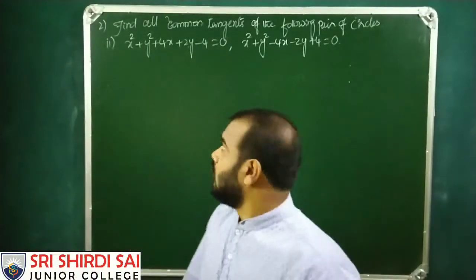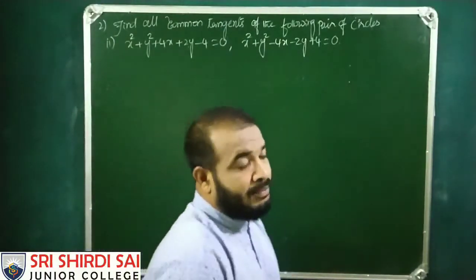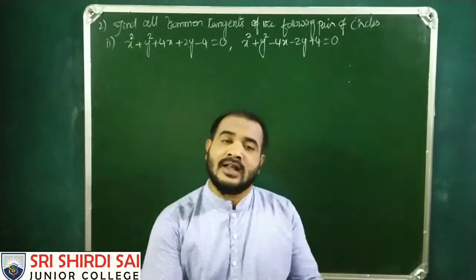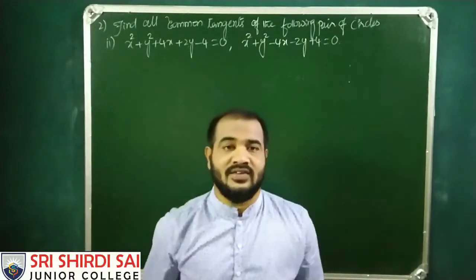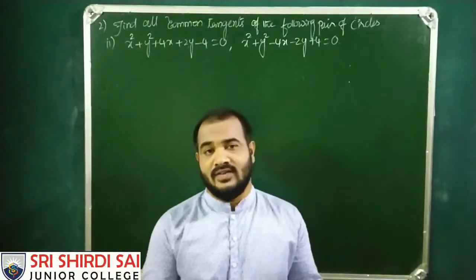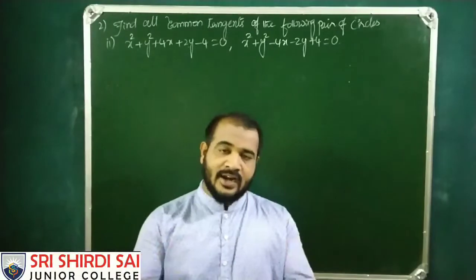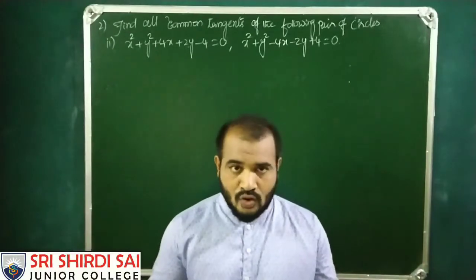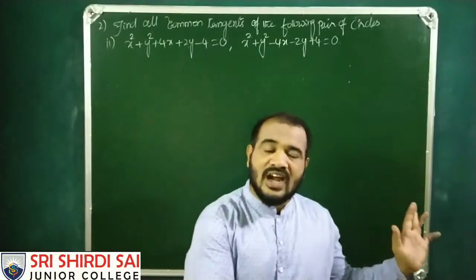Now, find all the common tangents of the following pair of circles. That means the previous question yesterday he has asked to find the transverse common tangents, and another question to find the direct common tangents. Therefore, in this question he is asking to find all possible pairs of lines. That means if, for example, two direct common tangents are possible and two transverse common tangents are possible, all those four common tangents need to be found out here. Okay, so that is the question.